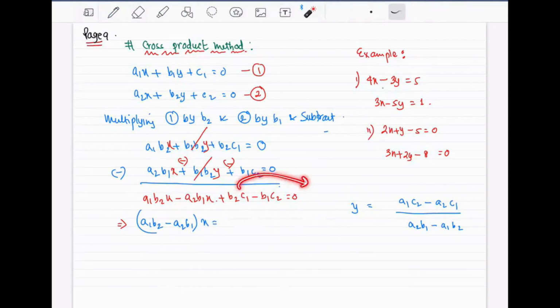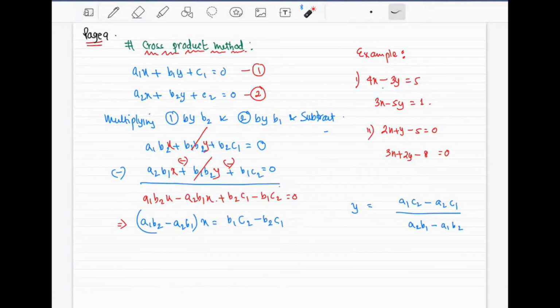These two are taken to the right hand side already, right? So b1 c2 will be positive. The minus sign will become a plus sign. This b2 c1, it was plus. So if I take it to the right hand side, it will become minus. So we will have minus b2 c1. Okay, now time to calculate. Time to calculate the value of x.